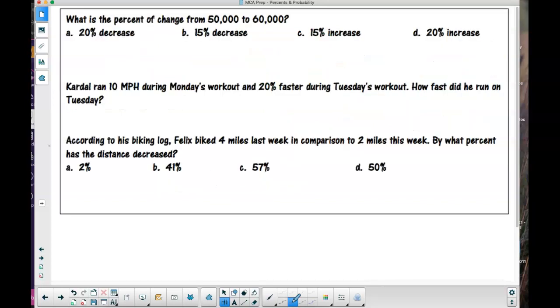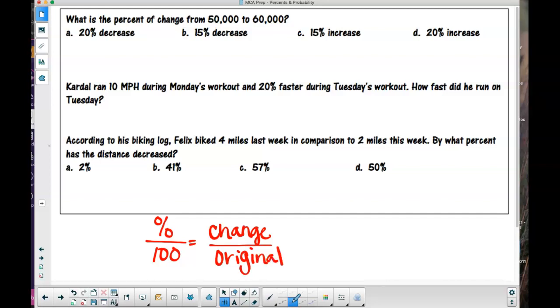Okay, the other thing we talked about with percents is percent increase and decrease, percent change. Do you remember doing that? Okay, and you might need to write this one down also. Percent over 100 equals change over original. So we have that proportion, percent over 100 equals change over original.